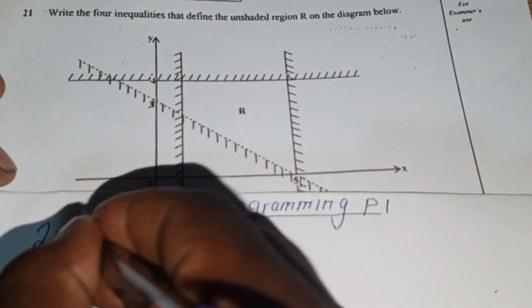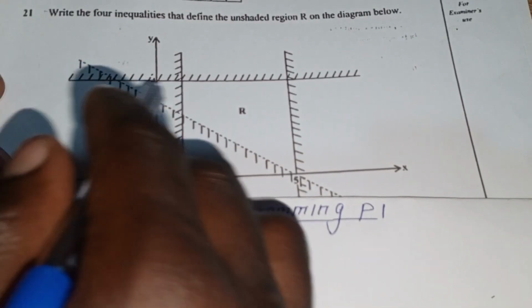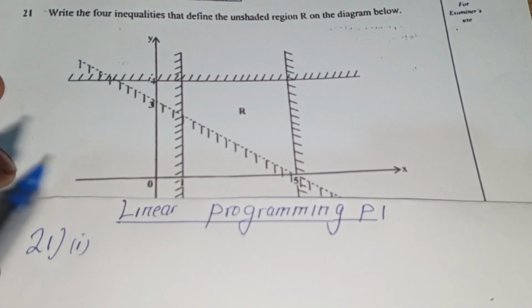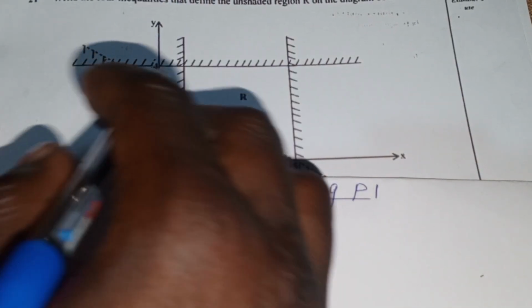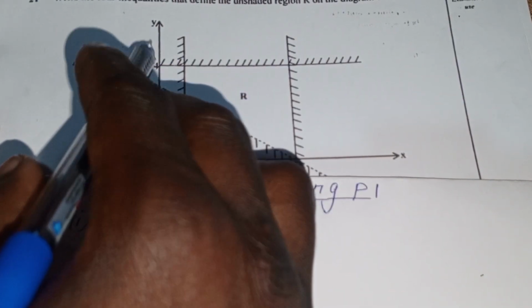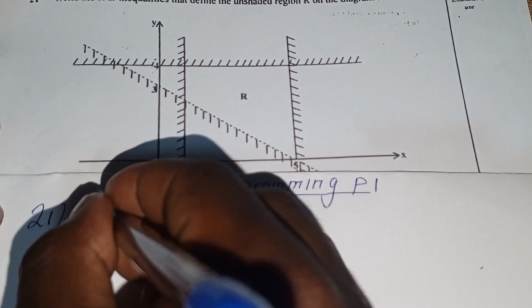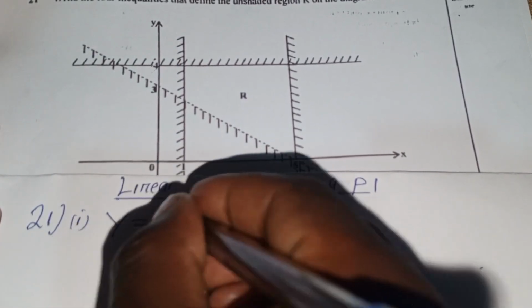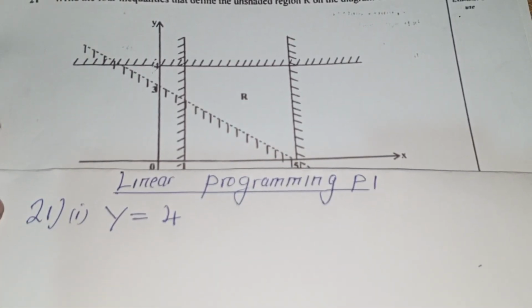So the first step, this is question 21, inequality 1. I can start with this one here. The first thing is to identify the axis where the line is cutting. In this case, this line is cutting on the y-axis at 4. So the first step here, we're going to say y is equal to 4.